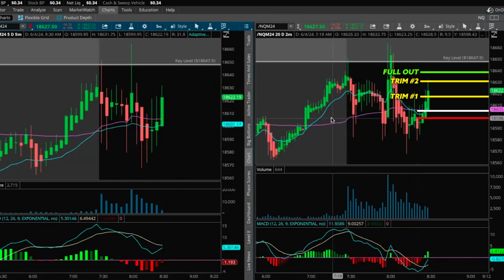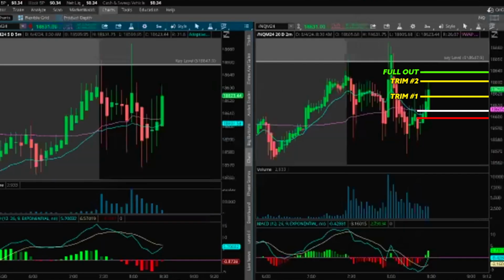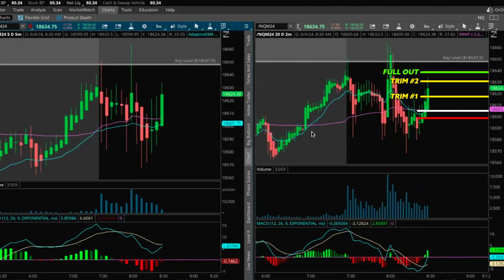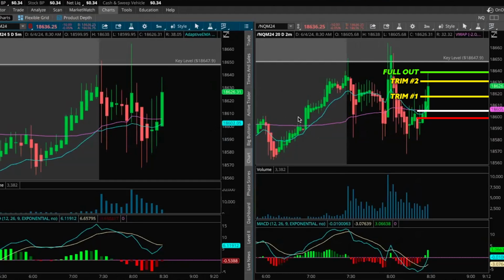I trimmed a tiny bit more just because we do have a lot of resistance. This is like the opening price. This could act as resistance sometimes, so I just want to make sure I'm locking in profits. I'm still holding for 40 though. It's like we just got above there. All right, I'm fully out of that.